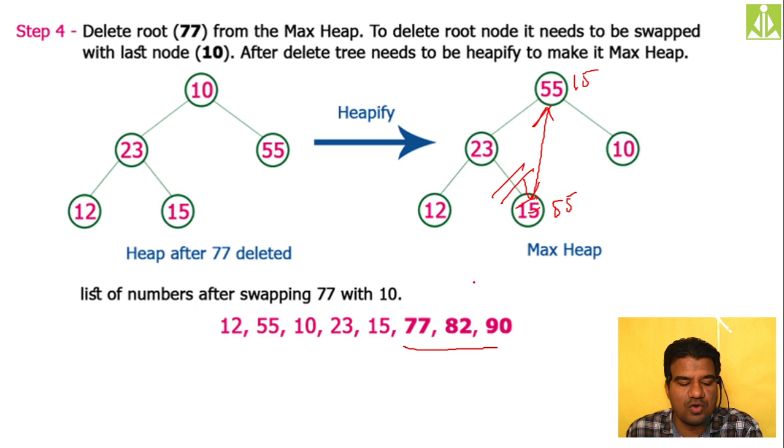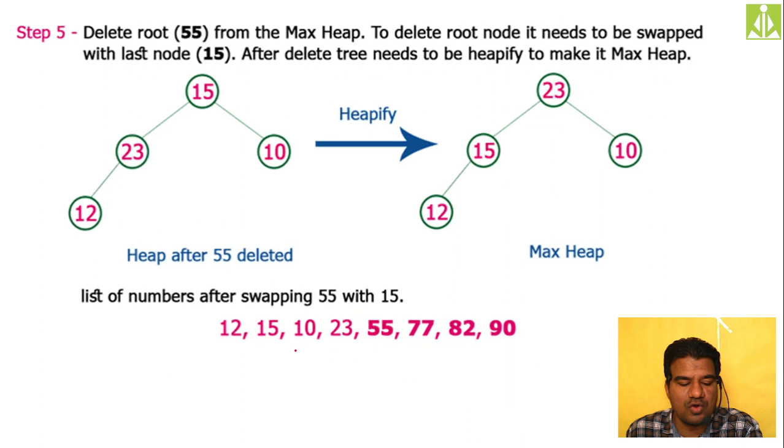This you have to delete. Delete and fix this 55. So here 55 will come and fix. Then 77, 82 and 90, these elements got fixed, and here they will remain as it is. 12, 55, 10, 23. 55 will be deleted. So 12, 10, 23, 15 will remain. Okay, 12, 15, 10, 23 and 55, 77, 82, 90 got fixed.